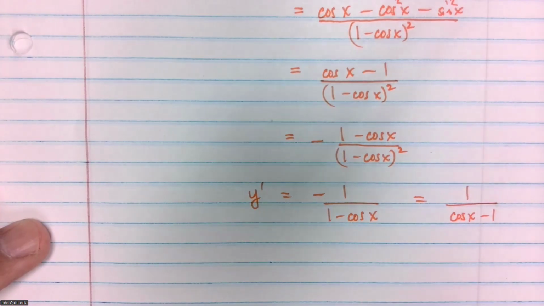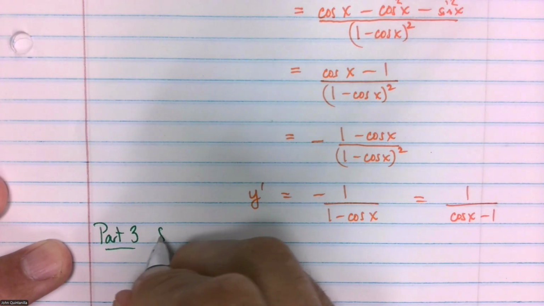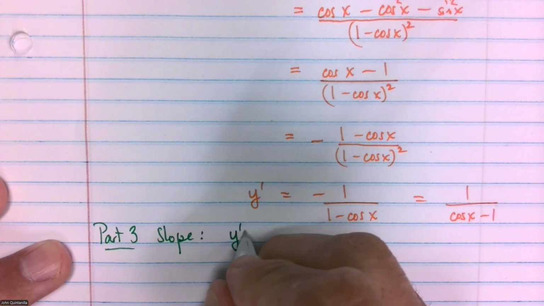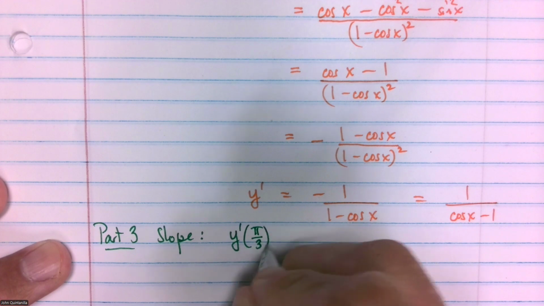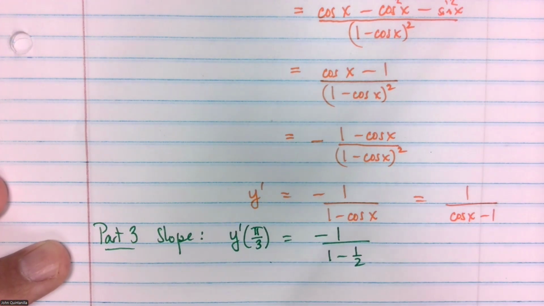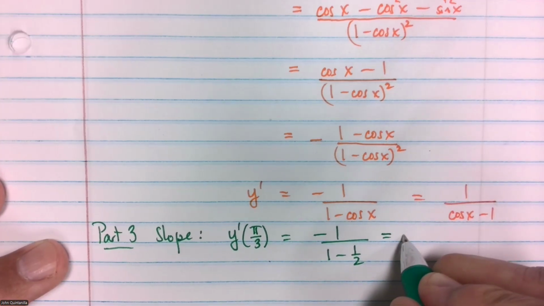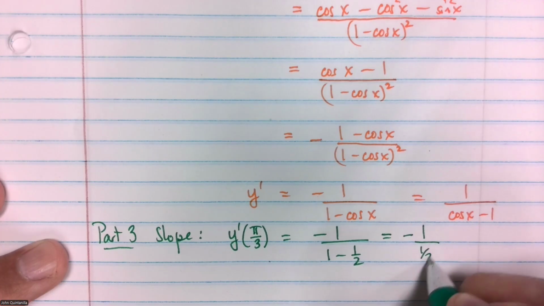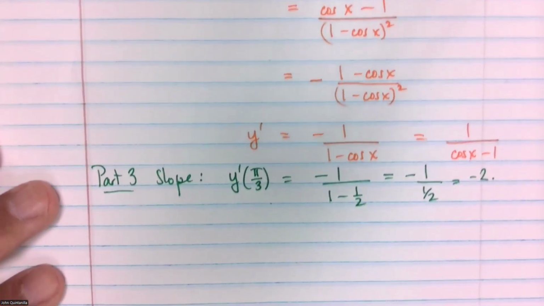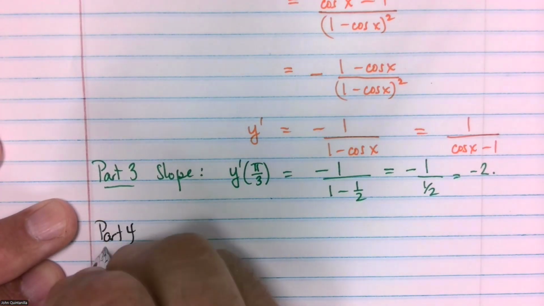So part 3 is to find the slope. And to find the slope, I would plug in pi over 3 into this. Y prime of pi over 3 is equal to negative 1 over 1 minus a half. And so that is equal to negative 1 over a half, which is negative 2. And so with that done, we now are able to find the tangent line.